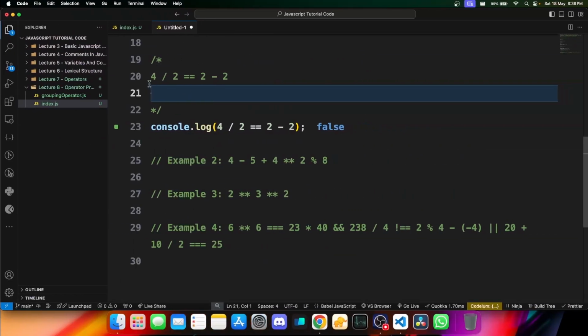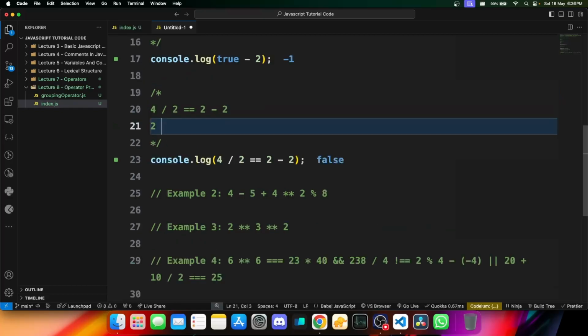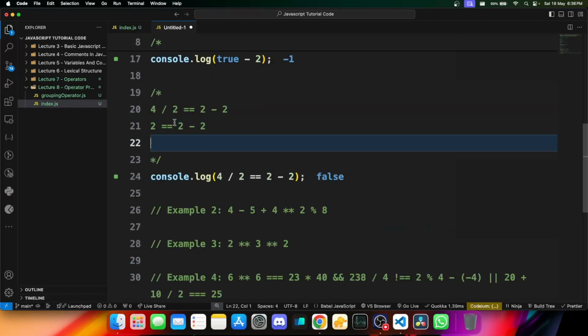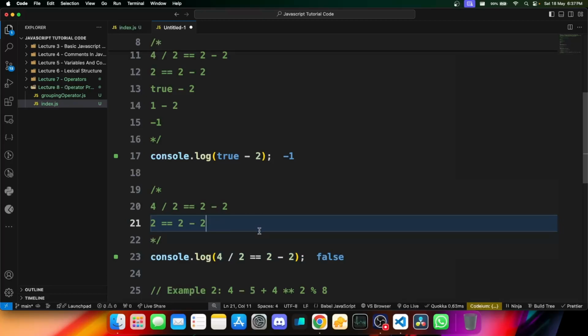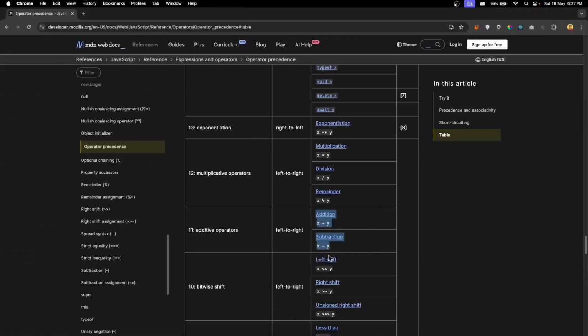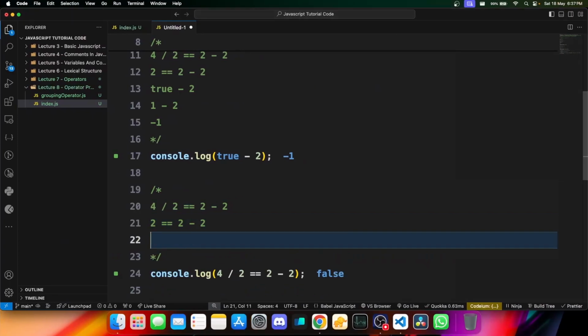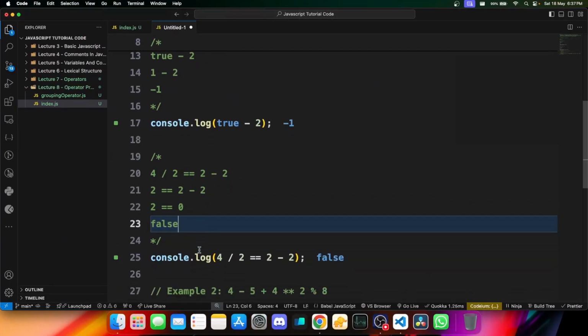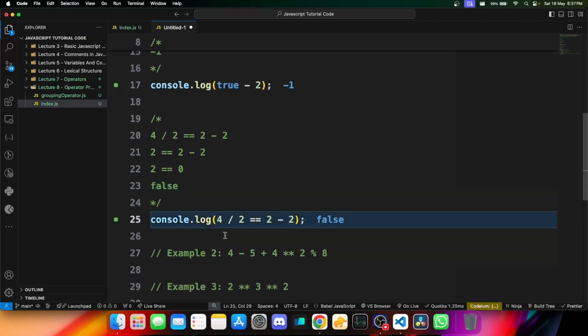So first of all, we would solve divide as we have seen. So this would become 2 double equals 2 minus 2. Next, we would solve the subtraction, because that has the next precedence. So 2 double equals 0. Now that would obviously give you false, and that's why we got the result false, which is the correct one.